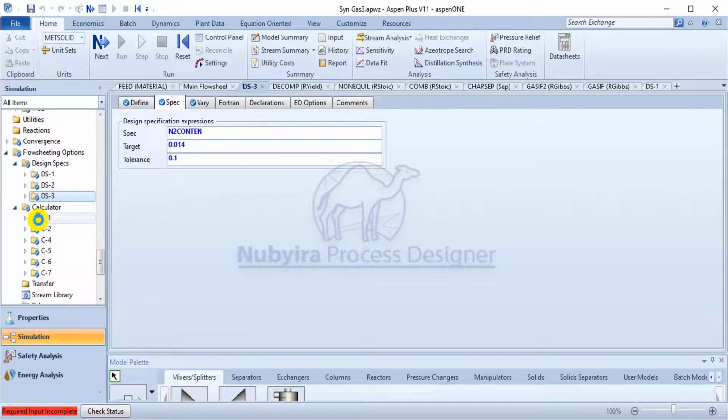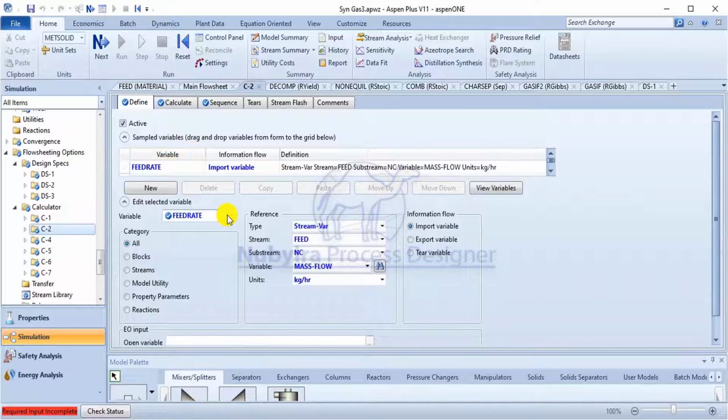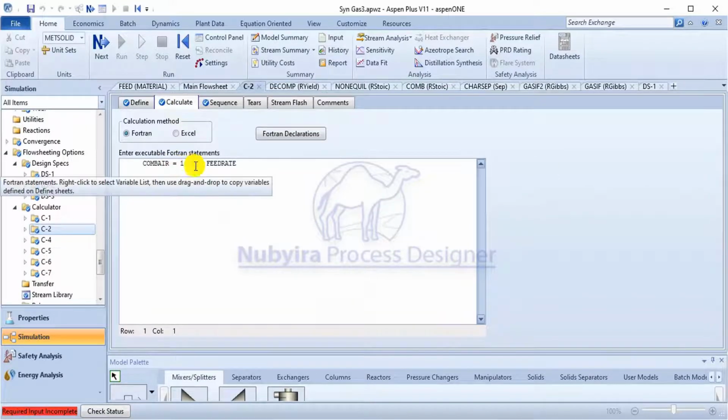So going back to the calculators, we have explained the first calculator. The second calculator talks about the feed rate and the air to combustion air ratio, which is 1.1. We actually have a fixed ratio of the air that we are going to use to combust the char. So this one will calculate the combustion air from the ratio that was specified. We are going to be varying this ratio, like I said, in the sensitivity analysis.